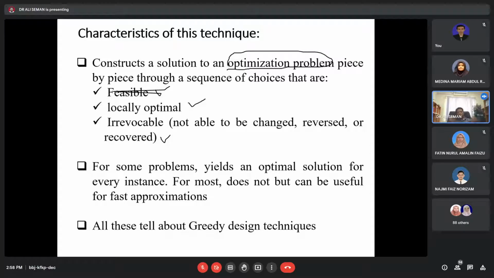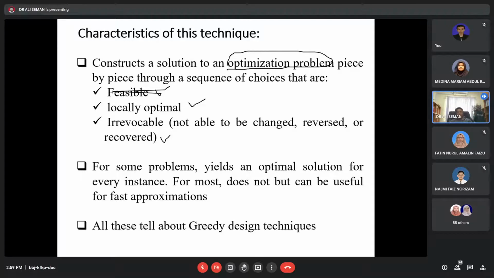Finally, we can solve this by locally optimal, not globally optimal, and finally irrevocable, meaning that it cannot be changed or reversed, and cannot be recovered. Once we choose that, there's no turning back. That is the limitation of this design technique.